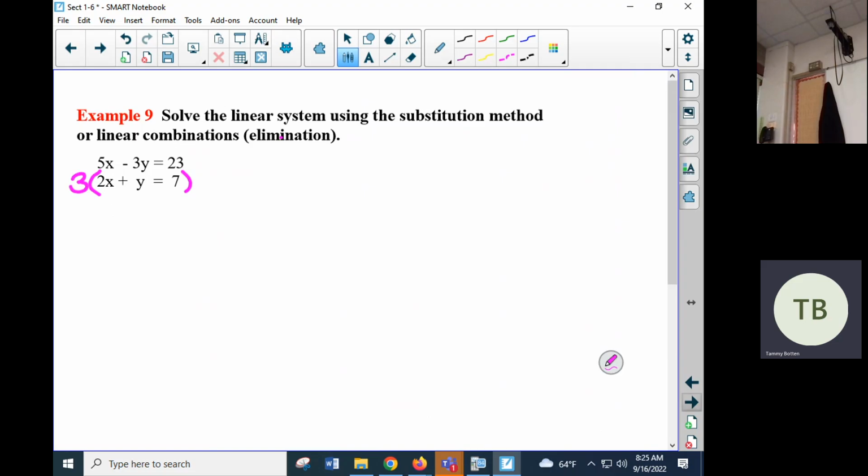Okay, when you do that, this is super important. You have to multiply that 3 by the 2x. You have to multiply it by the y and the 7. So when I go 3 times 2x, that's 6x. 3 times y is 3y. And 3 times 7 is 21. Make sure you are multiplying the 3 by all 3 terms. Okay. Then what I do is I take my other one that I didn't change and I put it right underneath this one.